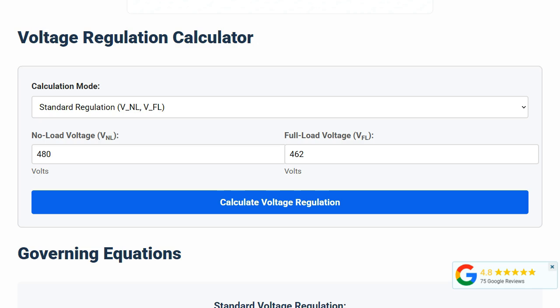To use this calculator, you'll need two measurements from your electrical system. First, enter the no load voltage, which is the output voltage when no current is being drawn. For our example, let's enter 125 volts.